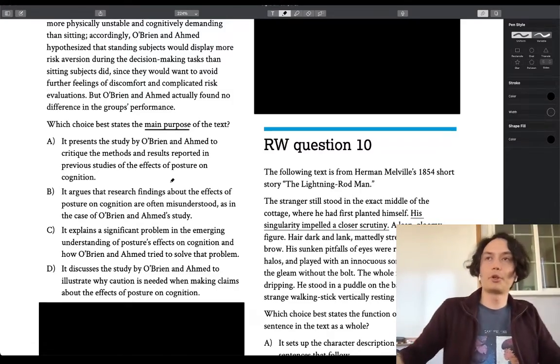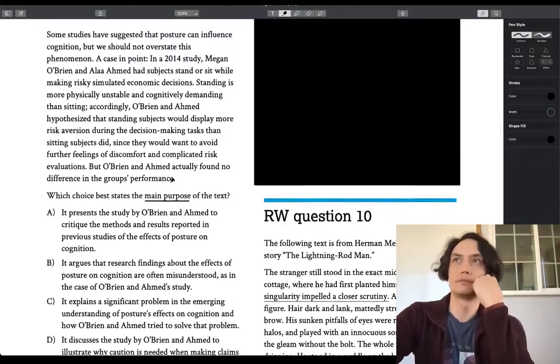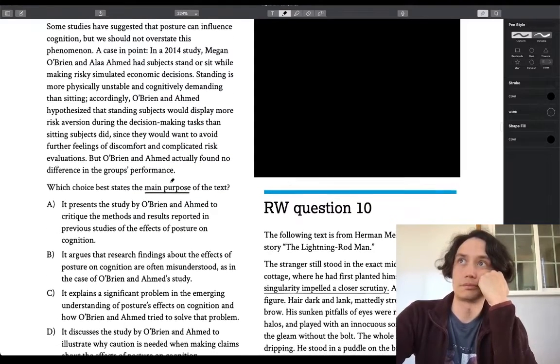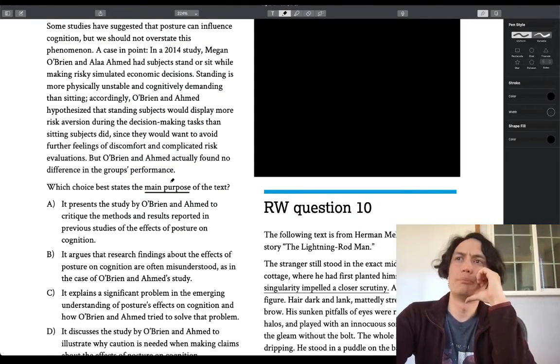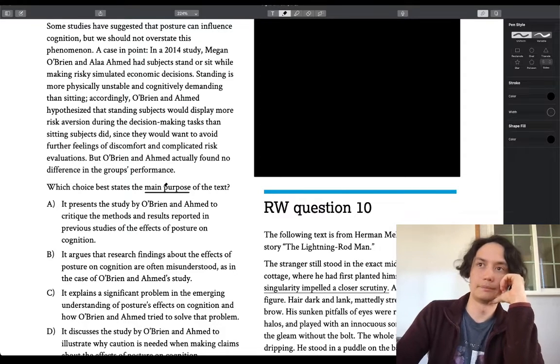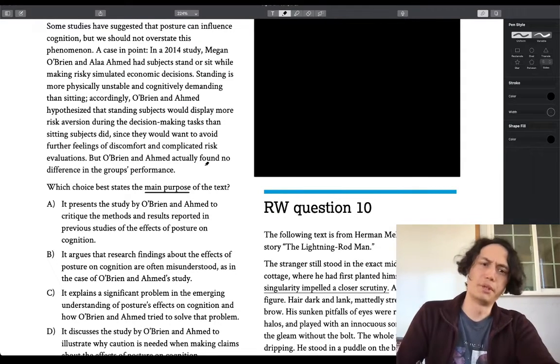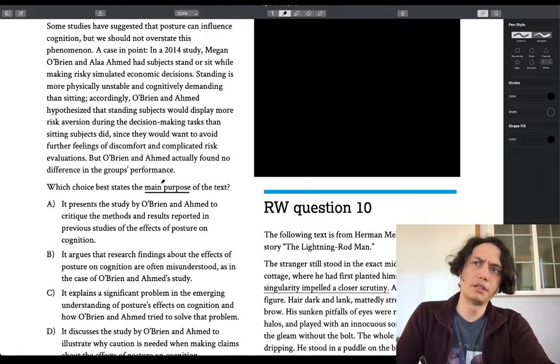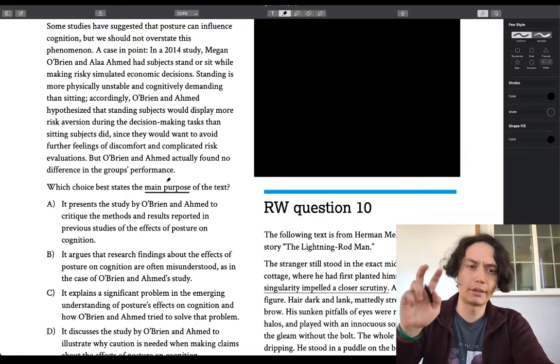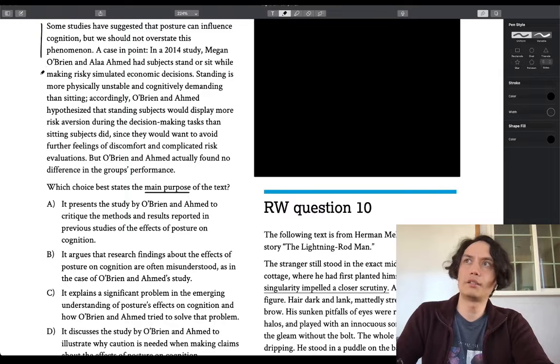All right, what's the main purpose of this question? Oh, the purpose. Not quite the main point. So it might not be an information and ideas question. It might be a different kind of question, a purpose question, which should be inside craft and structure. We're asking, why did I write this?